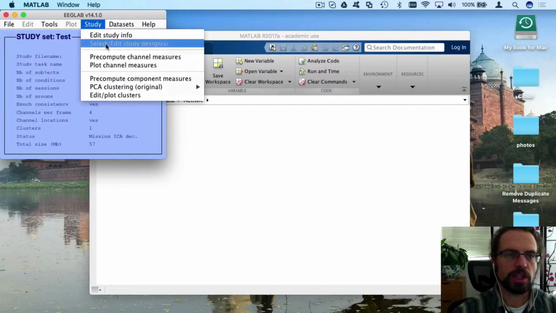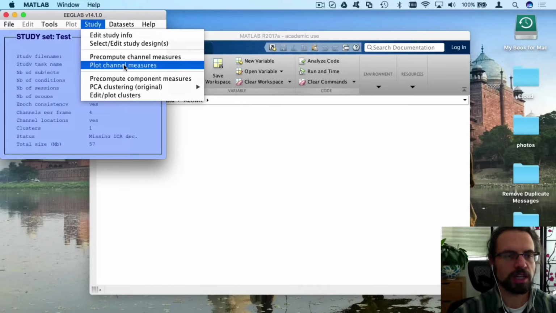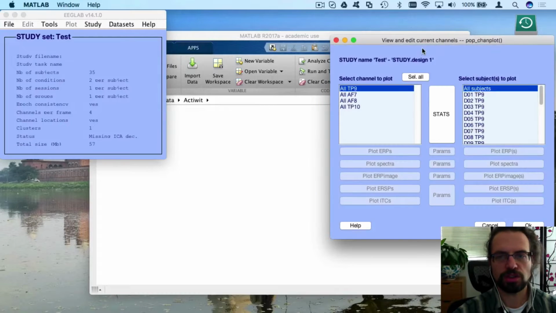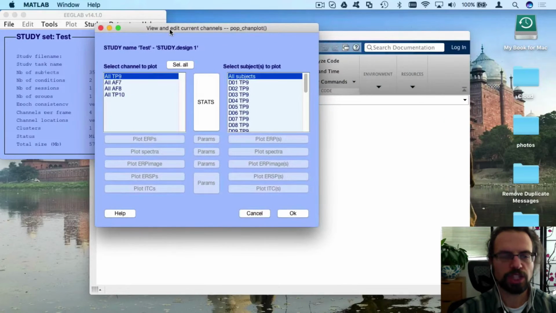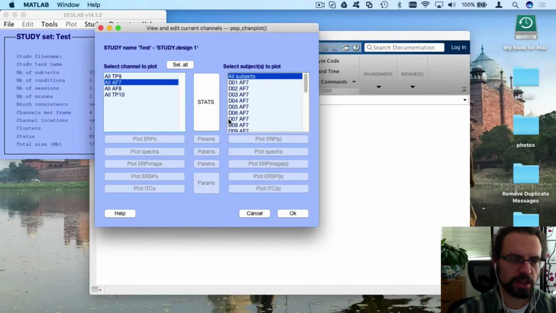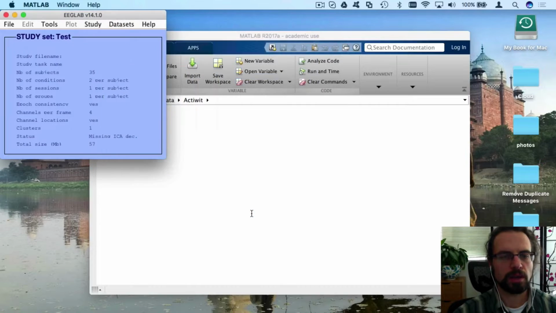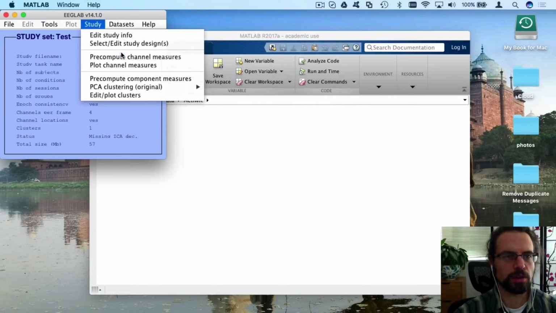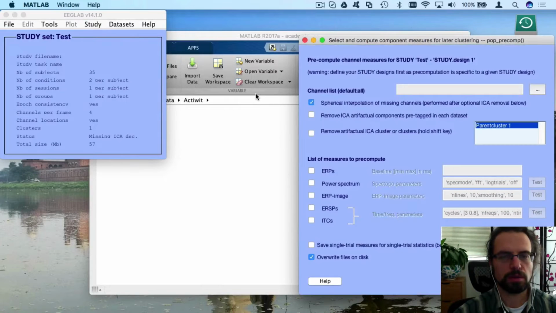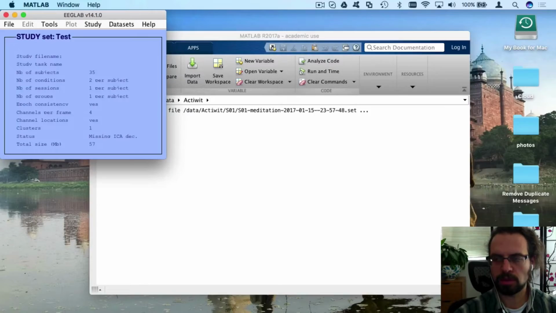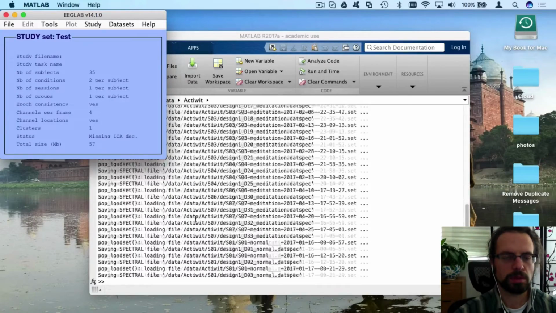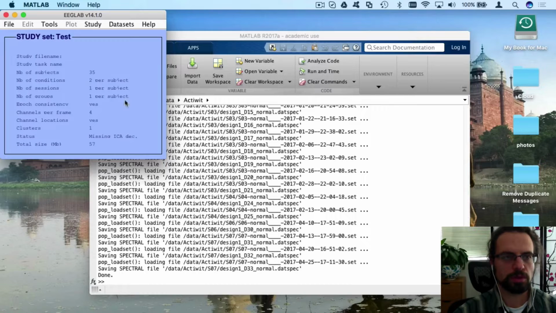I've already created the design like last week, and pre-computed the measure like last week. Now I'm going to plot the channel measures. I have my four channels. I'm going to select AF57, and actually I have to recompute here. So recompute and click spherical interpolation, power spectrum. It's recomputing everything, it's done.